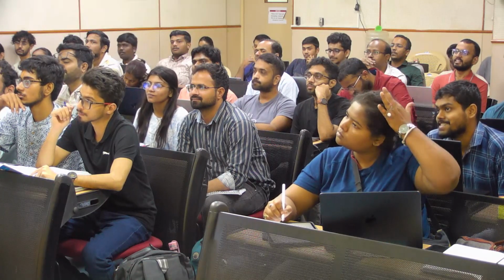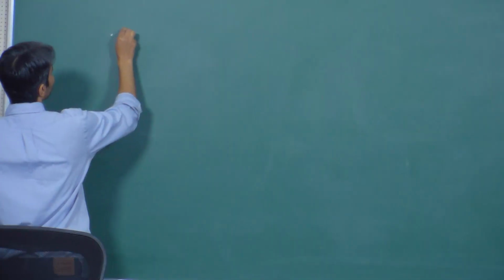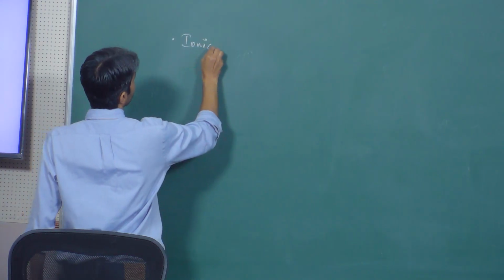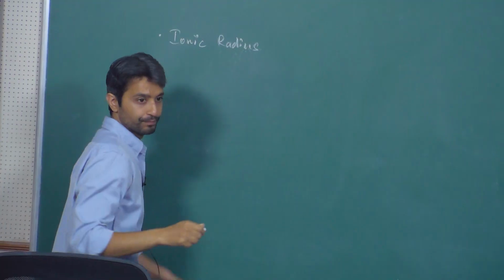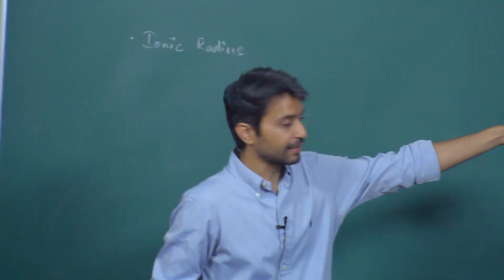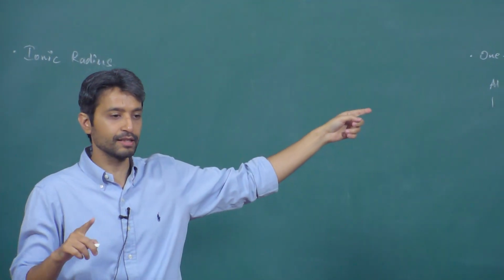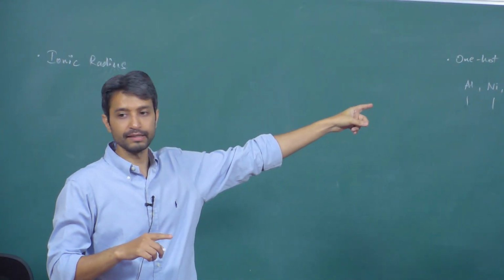Okay, one by one. So ionic radius. So ionic radius of, in the first case I need to put a feature vector, right? So please tell me, ionic radius of what?